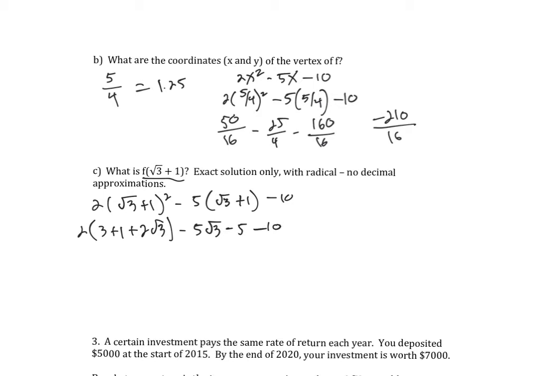This is going to give us 8 plus 4 root 3, minus 5 root 3, minus 15, and we're going to end up with a negative root 3 minus 7, which is about negative 8.73. Okay.